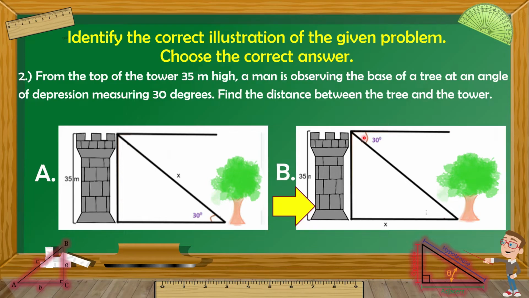So, ayan, no, ito yung angle of depression natin. So ito yung horizontal line, diba, yung man nasa taas siya ng tower. So nakatingin siya dito sa base ng tree. So nakatingin siya pababa, diba? So yan yung horizontal line natin and yung line of sight natin pababa. Kaya ito yung magiging angle of depression natin. So, between the horizontal line and yung line of sight.